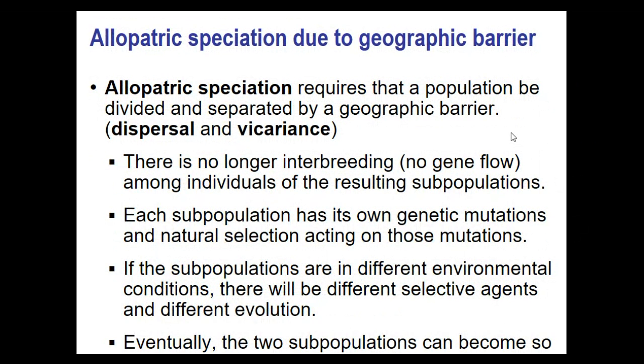Okay, speciation. What causes speciation to happen? Why would one species evolve into two species? It most often occurs because there's some kind of barrier that separates one population into two populations, and then they evolve differently. So if it's a geographic barrier, then the type of speciation that results from that is called allopatric. Allopatric means in different places.